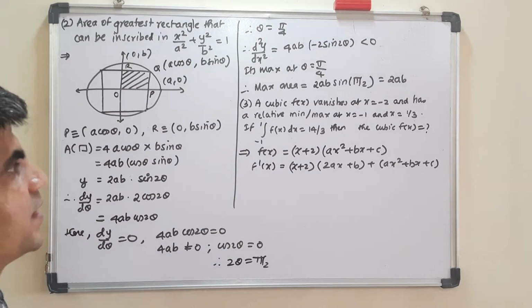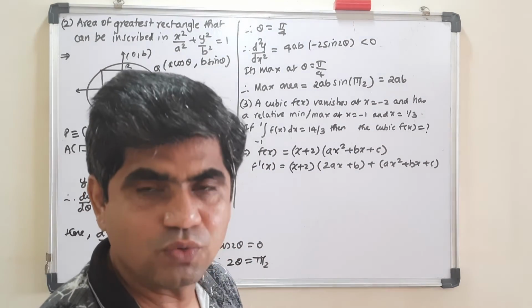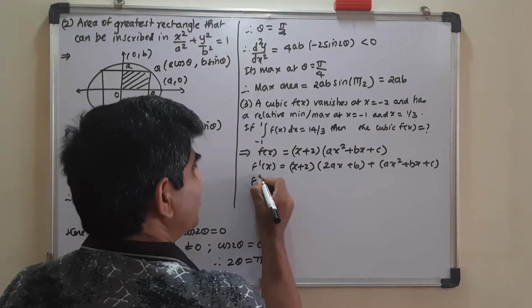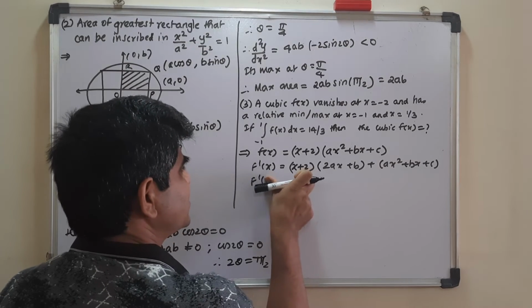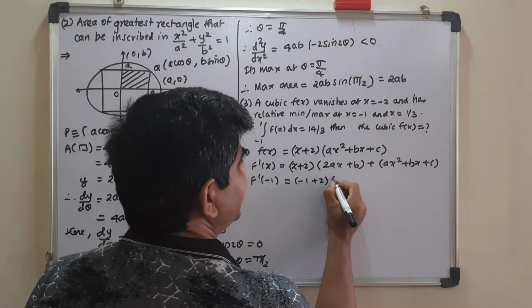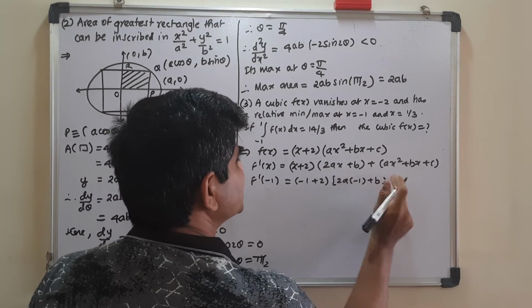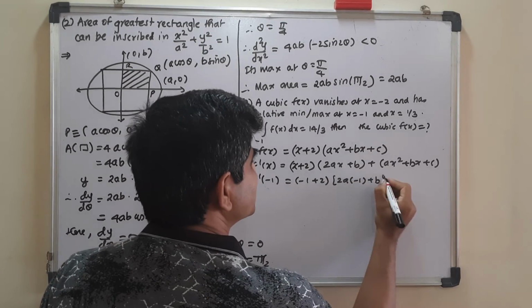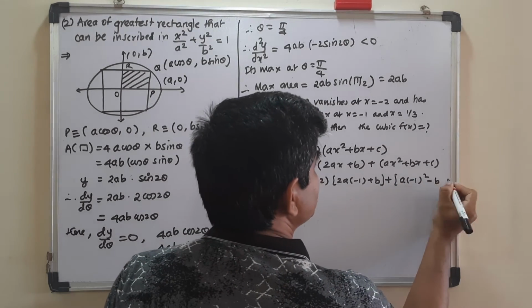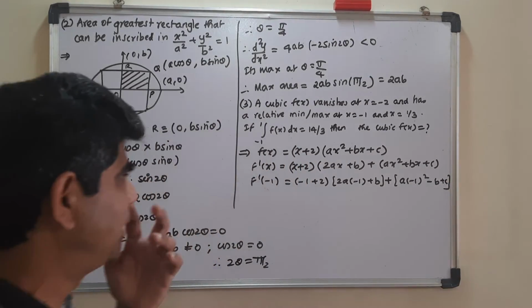Now it says that the minimum is at x is equal to 1 and the maximum is at x is equal to 1 by 3. That means these are the critical points that you have already got. So for x is equal to minus 1, f dash minus 1 will become minus 1 plus 2 into 2a into minus 1 plus b, plus a into minus 1 square minus b plus c. Space is not there, so I have written b into minus 1, I have not written.